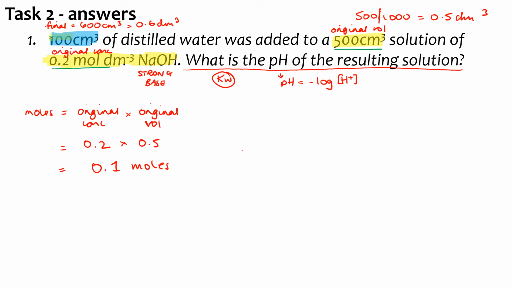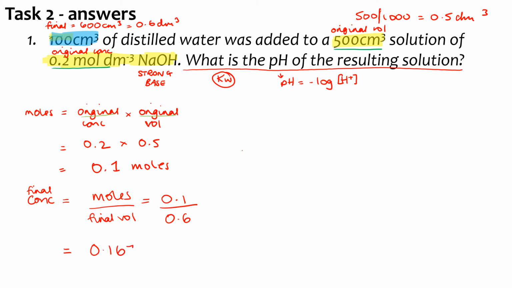Now we've got the number of moles and we have a final volume. So that means that we can work out the concentration after dilution, or the final concentration, because that is going to be the number of moles of the substance we have divided by the final volume. Now each time we're keeping the same things together, so original concentration with original volume, final concentration with final volume, and that's really important to recognise. So the number of moles is 0.1. The final volume we already said was 0.6, because it's the 500 we start with plus the 100 that we add, and so the final concentration is going to be 0.1 divided by 0.6, which is 0.167 moles per decimeter cubed.